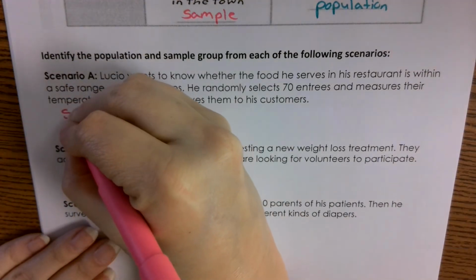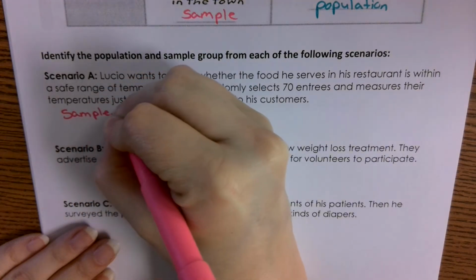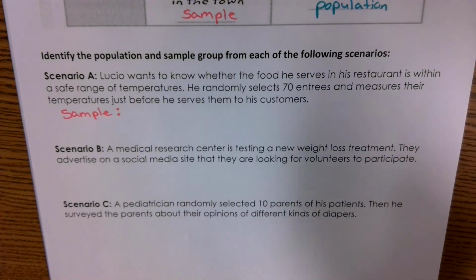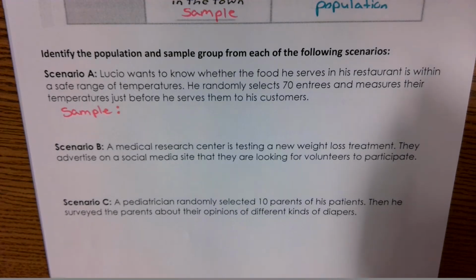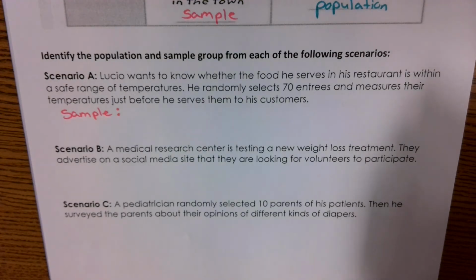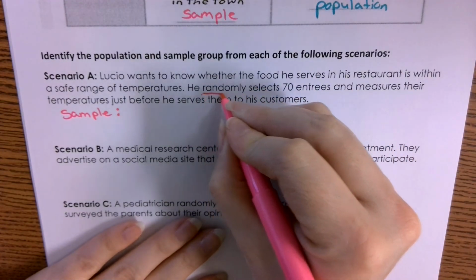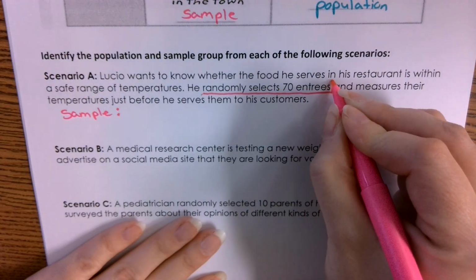So the sample is clearly stated inside of this paragraph. The sample is what he is surveying. What is he surveying? It's not a person. What is he surveying? Temperatures, but yeah, we know he's surveying temperatures, but what specifically is he surveying here? The 70 entrees. Very good. He randomly selects 70 entrees.